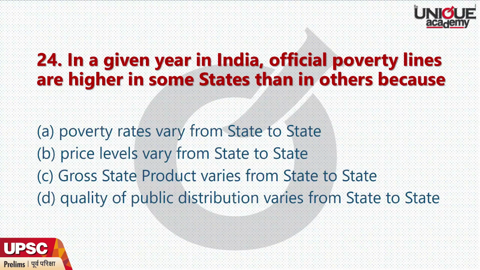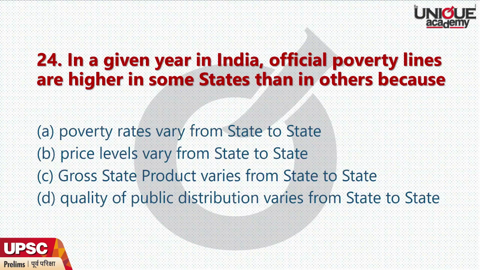In a given year in India, official poverty lines are higher in some states than in others because... Now see, when you're talking about the official poverty line, the methodology has been prepared by the center to calculate the poverty line. They will take into consideration the consumption expenditure on various activities such as food, education, health, etc. So when you're considering these consumption expenditures, their prices might vary from state to state, and that is the reason why you might have a difference in official poverty lines in the different states when they are finally given out.